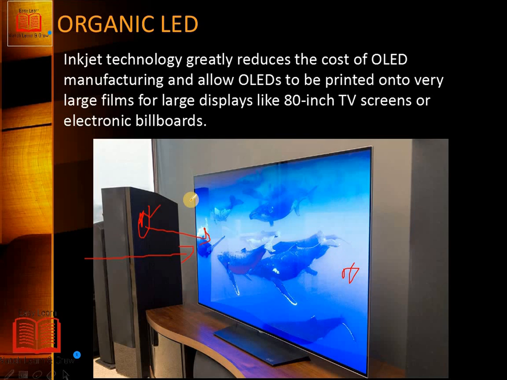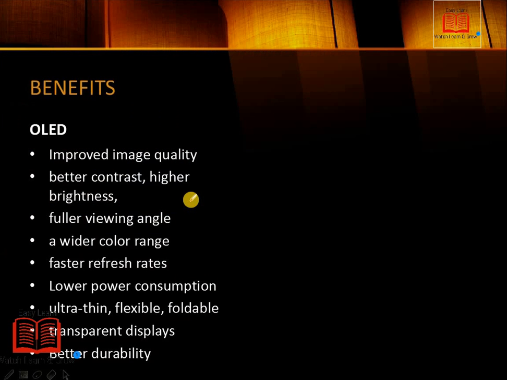So this is the previous technology, but with this technology, it's a fuller viewing angle, not only from some side angles but from both sides, a full 360-degree viewing angle, a wider color range, as well as better refresh rates, lower power consumption, ultra thin, flexible, foldable and transparent displays, and better durability.